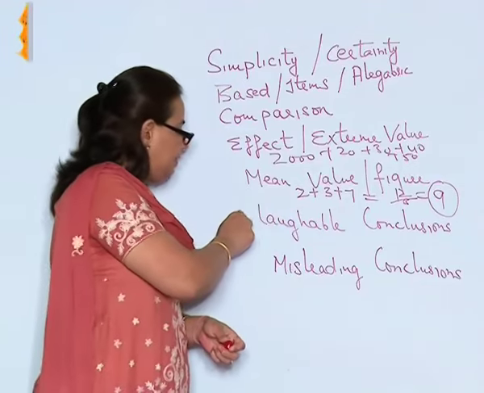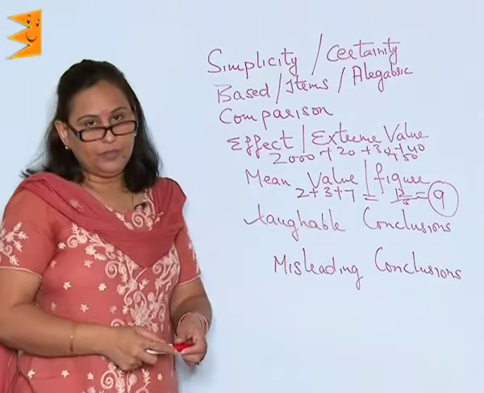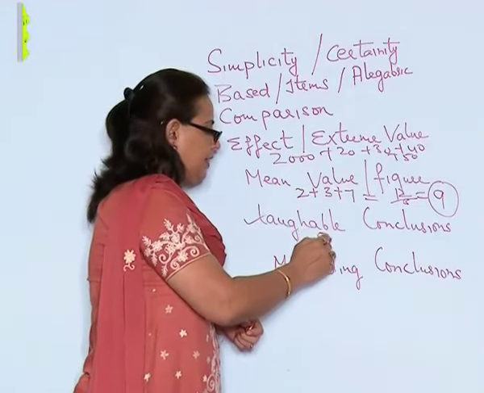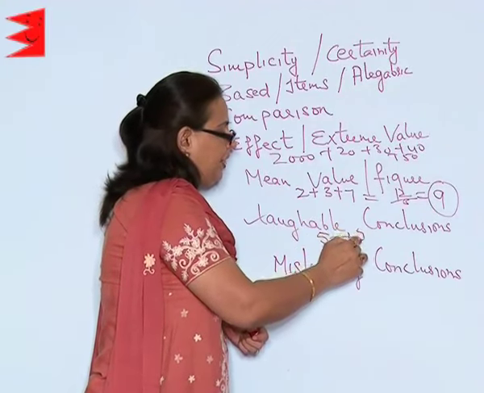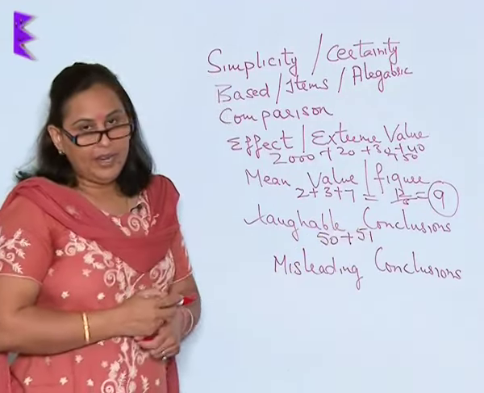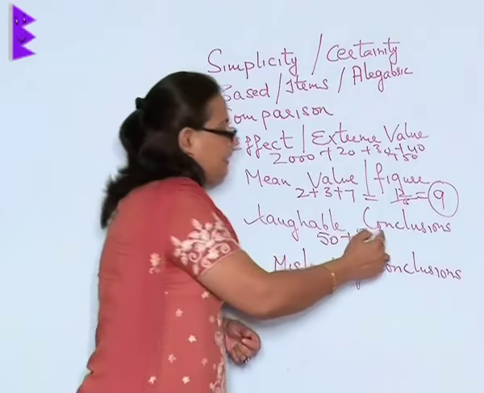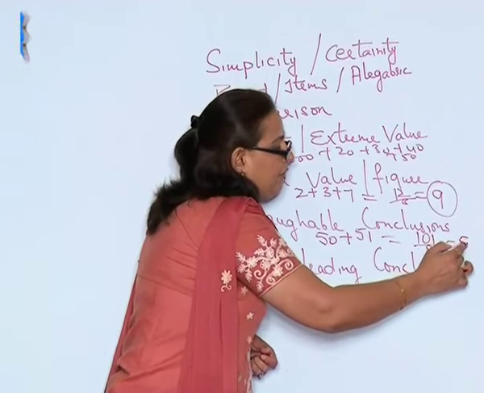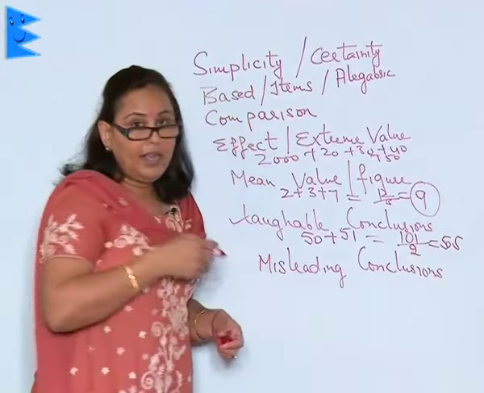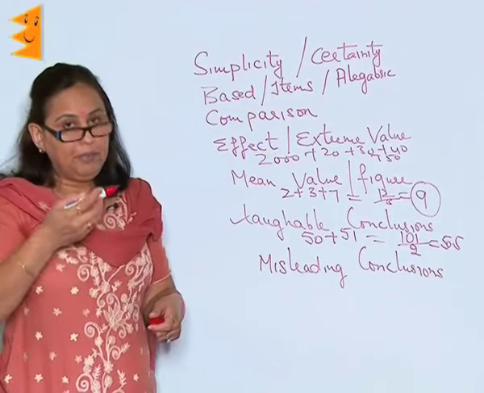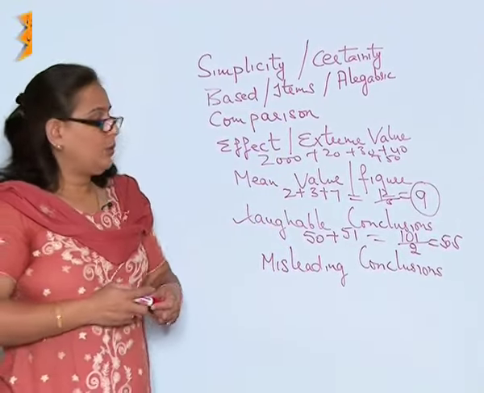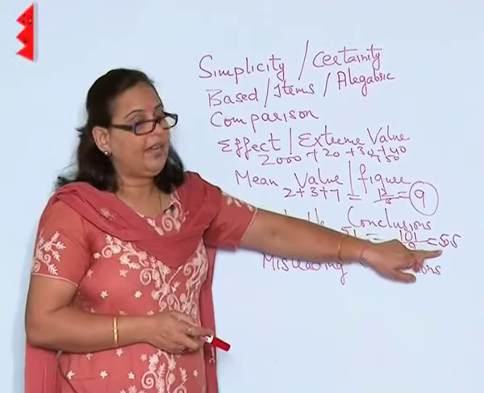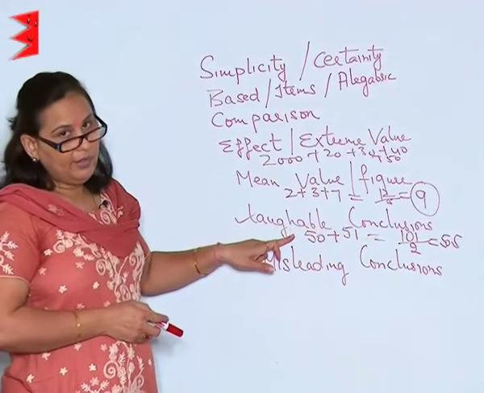Next is that it sometimes gives us laughable conclusions. For example, in the A section, if there are 50 students, and in the B section there are 51 students, and I try to find out the mean, I will say 101 by 2, which will give me 50.5. Can half a student be there in any classroom? So this conclusion, the mean which has been derived, becomes a laughable conclusion.